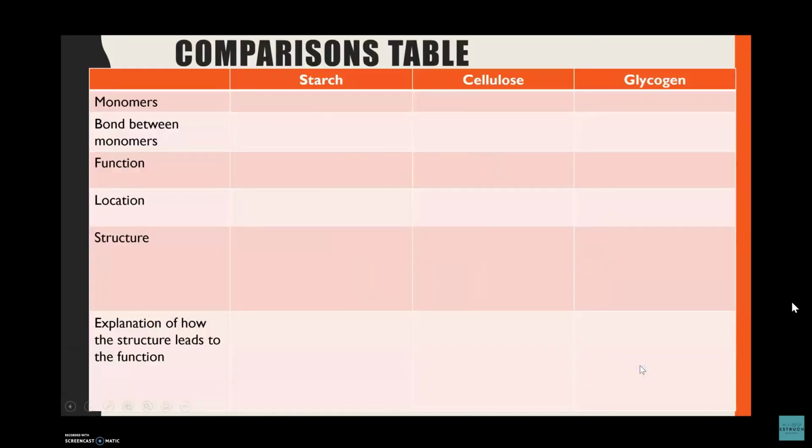So you'll need to have a copy of this table for your notes, ideally. It covers all of the key points that you would need to know from the specification, and it compares it across all three polysaccharides. So listen out for the monomers, the bonds, function, location, structure, and for the highest marks, it's linking that structure to explain the function. So you might need to pause now just to draw down that table. As we go through, slot in the information, and at the end we'll go through the answers.